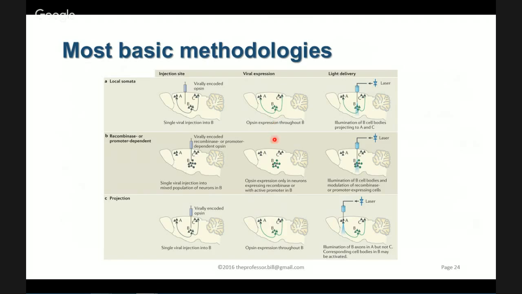We could also make sure that it's only affecting this particular group of neurons, and we're going to talk about Cre recombinase in a few moments. And we won't talk in this course about projection type of optogenetic experiments. For the time being, I'm going to focus on the top two, the one on panel A as well as on panel B.